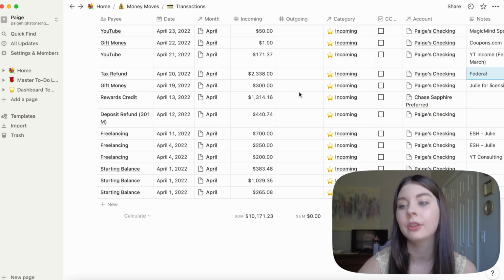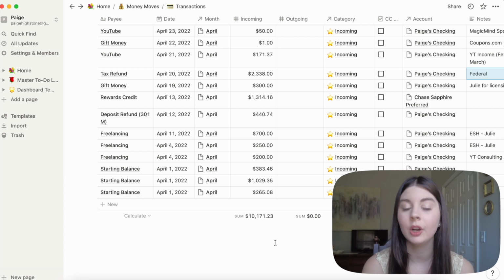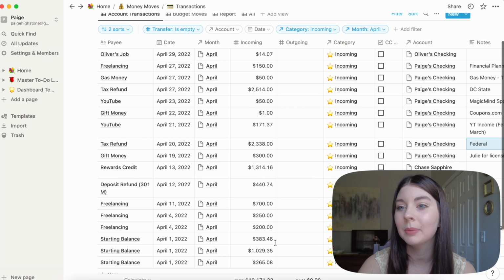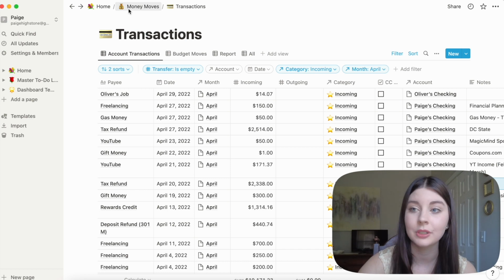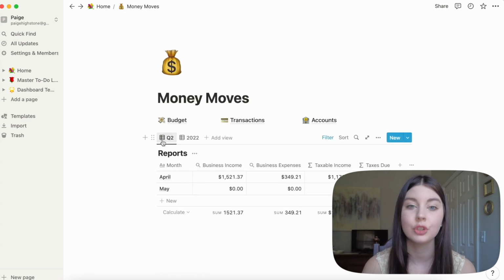So if we add these all together, that is where we get the $10,171. If you take out the $1,600 that we had in starting balances, then in reality, our income for the month was actually $8,500. But again, that of course included our tax refunds for both state and federal, as well as the credit I got on my credit card from bonus reward points. So in a sense, this is a picture of what it looks like, but at the end of the day, like I said, when we looked at the report on the beginning page, my business income was $1,521.